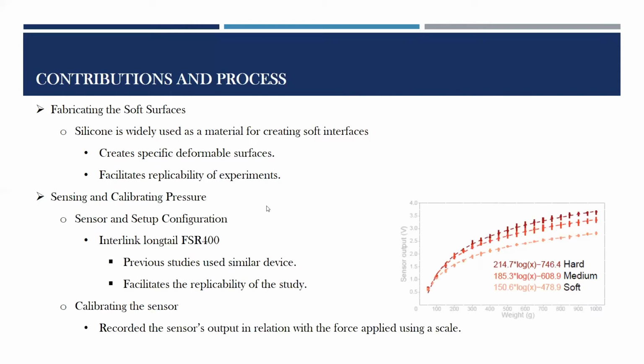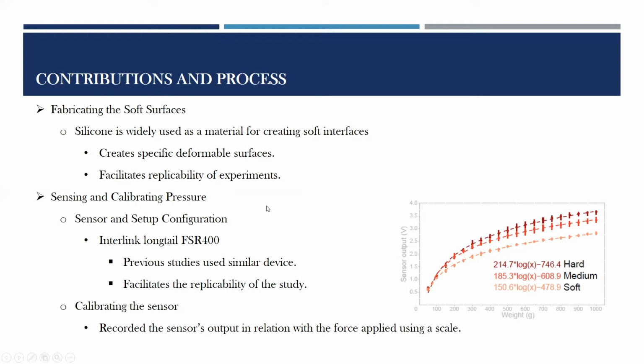Contributions and process. They first presented the fabrication process of the 3 soft surfaces, introduced the pressure sensor, and then explained the calibration protocol. They use silicone because it is widely used as a material for creating soft interfaces, and it allowed them to create specific deformable surfaces. They also use the Interlink long-tail FSR 400, which is a commercial pressure sensor smaller than the fingertip, because it was previously used in other studies. It is also important to note that both materials facilitate the replicability of experiments.